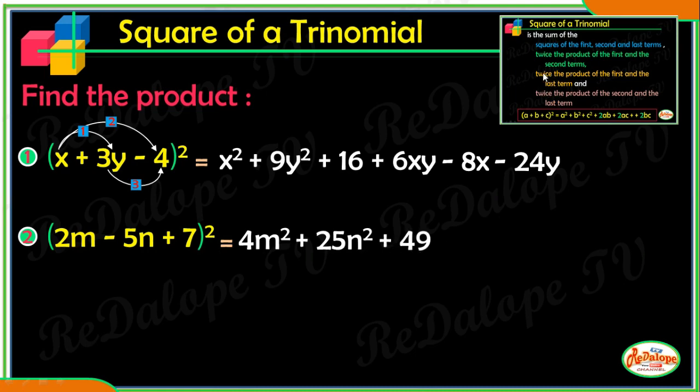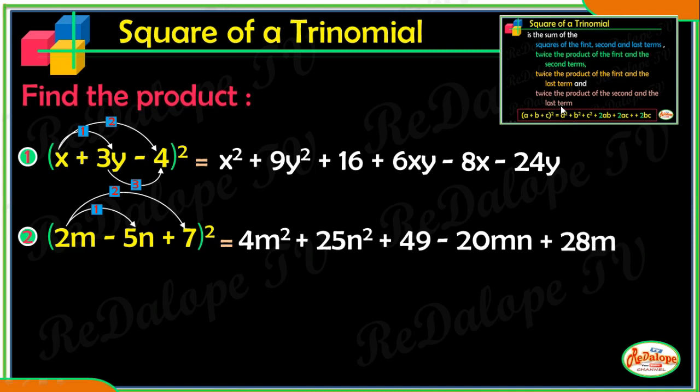Now to obtain the fourth term, that is twice the product of the first and the second term. So that is 2m times negative 5n, so that is negative 10mn times 2, negative 20mn. Now for the fifth term, that is twice the product of the first and the last term. So that is 2m times 7, so that is 14m times 2, so that is 28m.